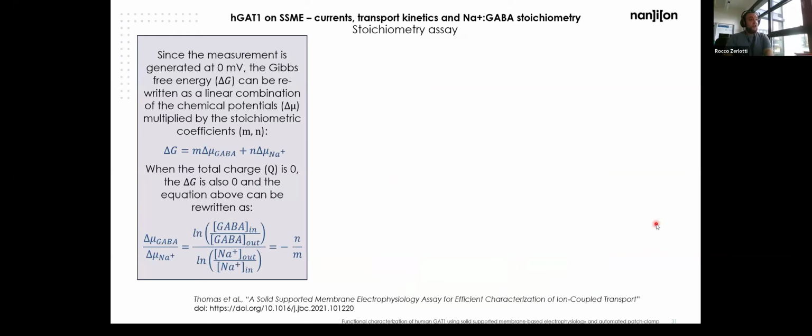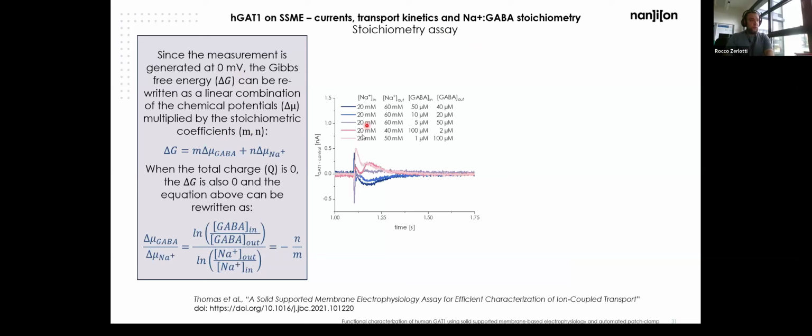Then we wanted to try and shed some light on this sodium GABA stoichiometry. So we performed a stoichiometry assay. I will share with you the physics here. Just knowing that we are at 0 millivolt at the initial of the recording, let us say that the free energy associated is just a function of the stoichiometric coefficients and the substrate concentration, so GABA and sodium concentration. So we played around with those concentrations.